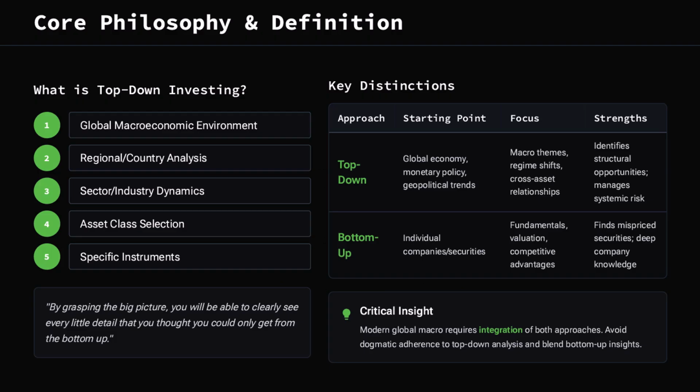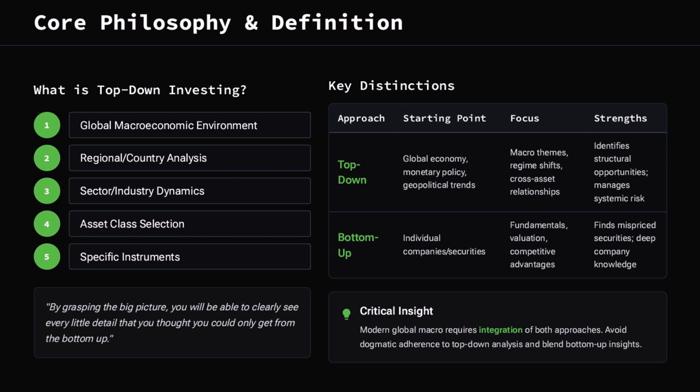Top-down investing follows a five-step analytical cascade. We begin at the highest level with the global macroeconomic environment, examining growth trends, inflation dynamics, and monetary policy. Next, we drill down to regional and country analysis, identifying which economies are positioned favorably. From there, we assess sector and industry dynamics within those regions. This informs our asset class selection, deciding between equities, bonds, commodities, or currencies. Finally, we select specific instruments that express our macro view.